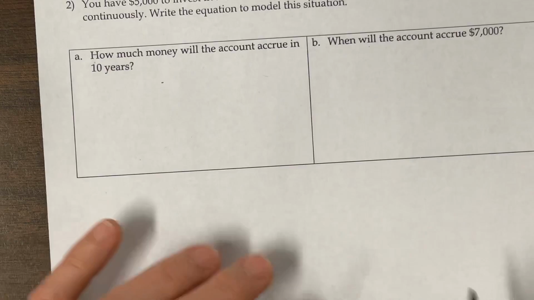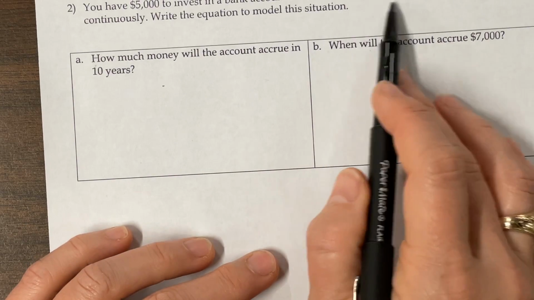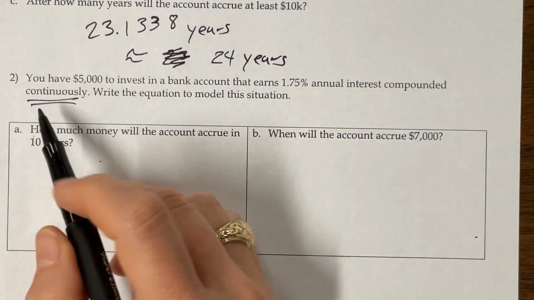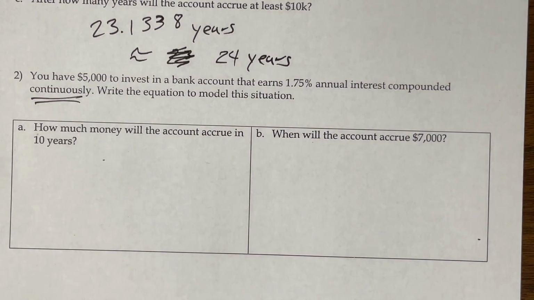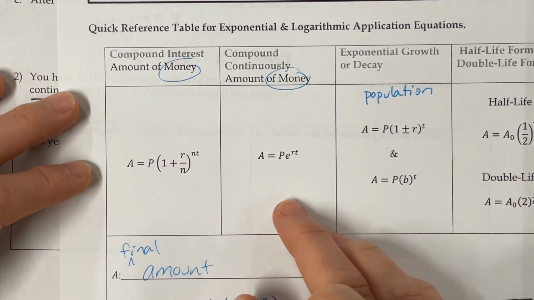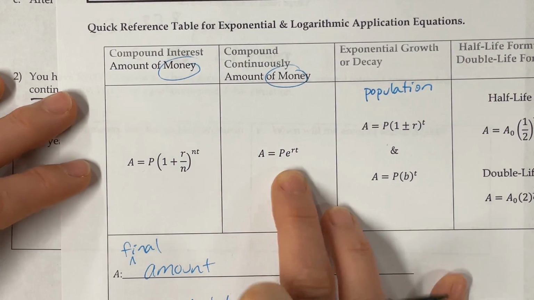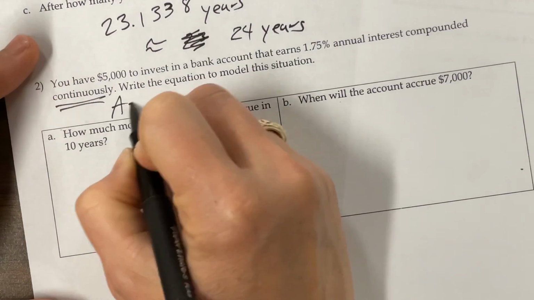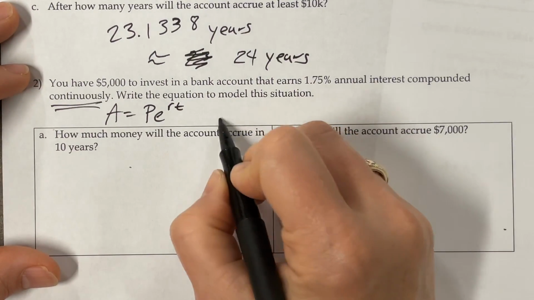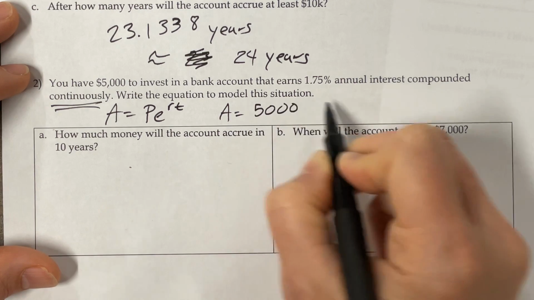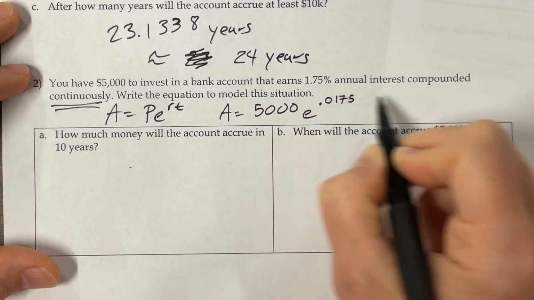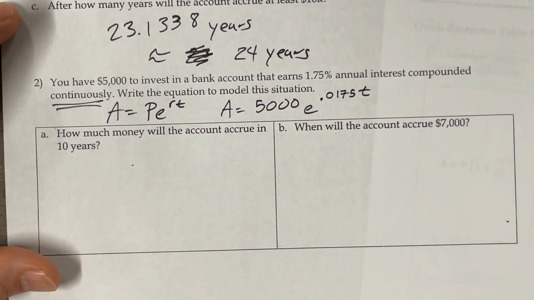You have $5,000 to invest in a bank account that earns 1.75% annual interest compounded continuously. Okay, as soon as you see the word continuously, you come back, and we are now in this second column right here, where this is compounded continuously. So before I even keep reading, this is the PERT formula. A equals P times e to the rt. Okay, so our principal is that 5,000, e to the 0.0175 t, and there's our equation.